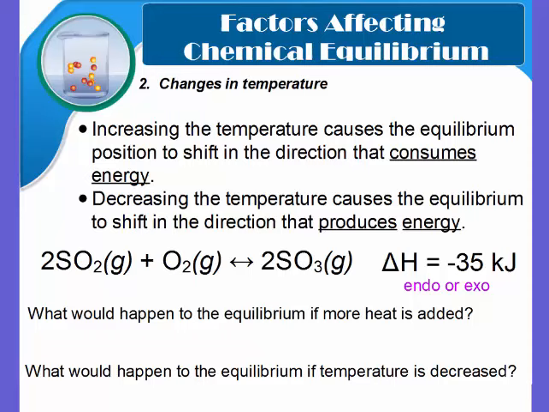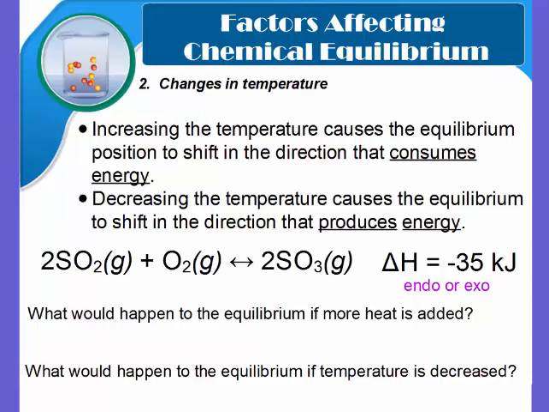Another way that equilibrium is affected is if we change the temperature. Increasing temperature increases the energy. Therefore, it's going to cause equilibrium to shift in the direction that consumes that energy. Decreasing the temperature removes energy. Therefore, it's going to cause the equilibrium to shift in the direction that produces more energy.